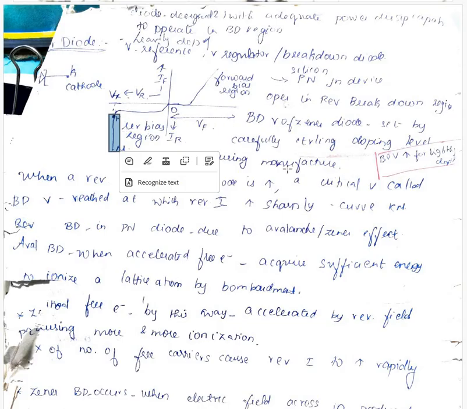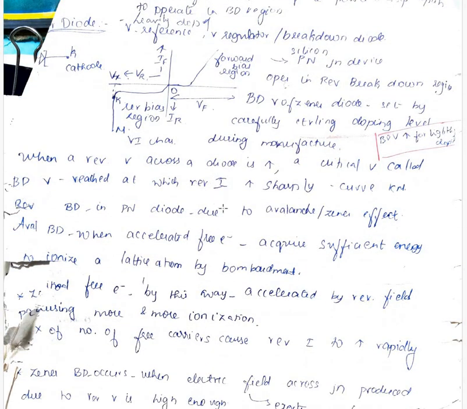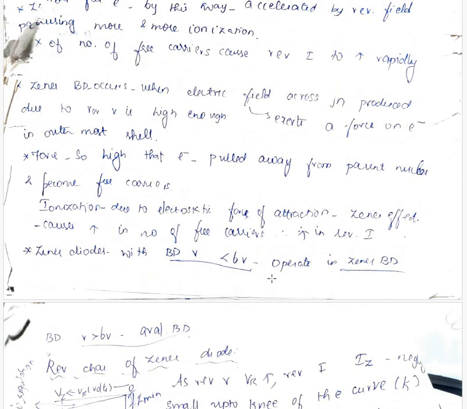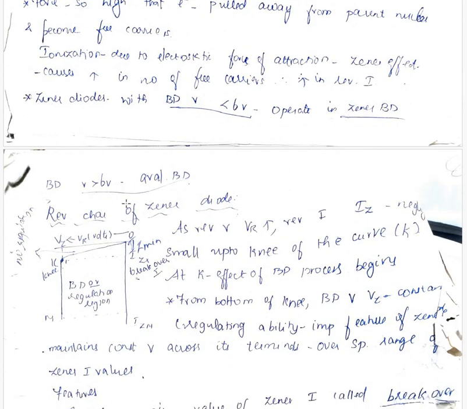The breakdown voltage increases for a lightly doped diode. We have two types of breakdown here, Zener breakdown and avalanche breakdown. If the breakdown voltage is less than 6 volt and it is a very heavily doped diode, it operates in Zener breakdown. If the breakdown voltage is greater than 6 volt and it is a lightly doped diode, avalanche breakdown happens.